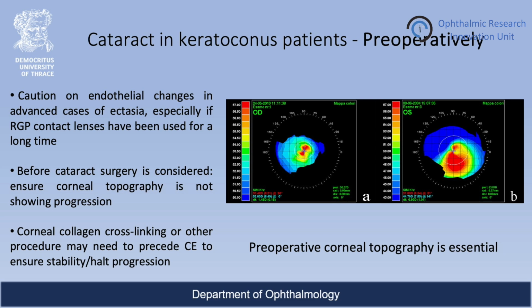Before cataract surgery is considered, we should be sure that corneal topography does not show progression. Indeed, corneal collagen cross-linking or other procedures may need to precede cataract extraction to ensure stability and halt progression. For this reason, preoperative corneal topography is essential.